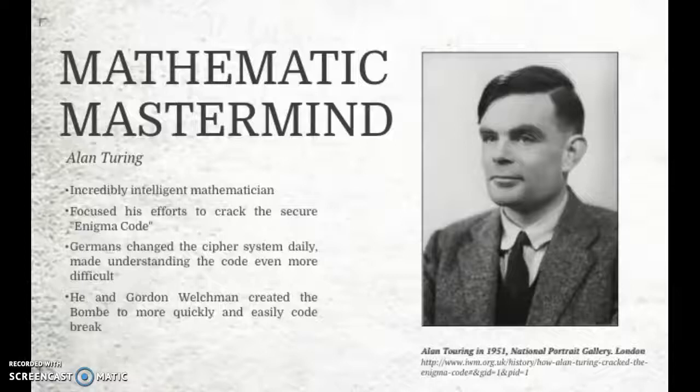That's when we brought in mathematic mastermind Alan Turing. He was an incredibly intelligent mathematician, and he focused his efforts to crack the secure Enigma code. The Germans changed the cipher system daily, so it made understanding the code even more difficult. So he and Gordon Welchman created the bombe to be able to quickly and easily break the codes. This was just one of Alan's many advancements that was used to encode.